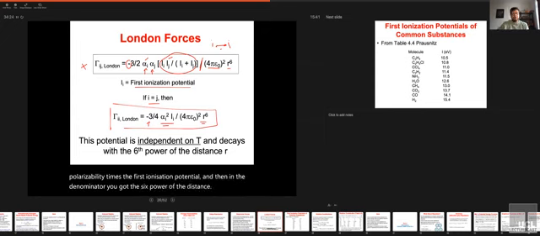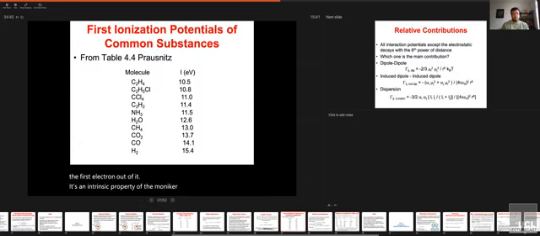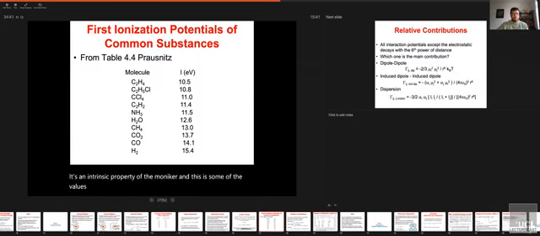So what are these ionization potentials? It's the amount of energy that you need to provide to a molecule if you want to strip the first electron out of it. It's an intrinsic property of the molecule, and some of the values are reported in this table from table 4.